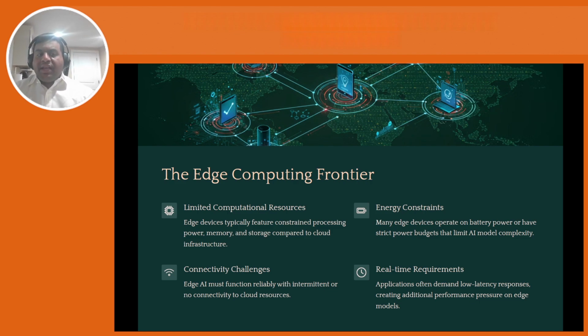Why is Edge AI deployment so challenging? We are operating at the edge computing frontier, which is fundamentally different from the cloud. First, limited computational resources. Edge devices simply don't have the processing power, memory, and storage capacity of data centers. Second, energy constraints. Many devices run on batteries or have strict power budgets, limiting how complex our AI models can be. Third, connectivity challenges. Reliable internet access isn't always guaranteed at the edge. Our AI needs to function even with intermittent or no connection.